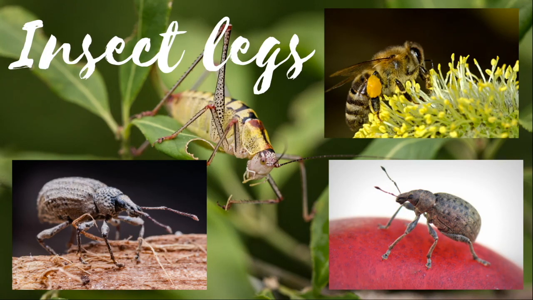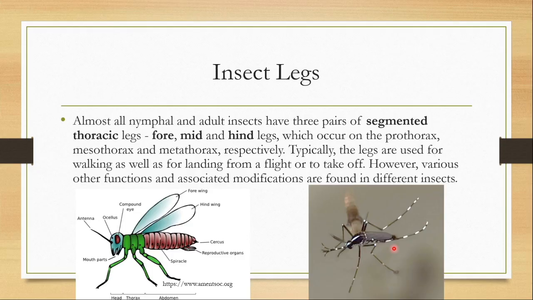In this video, I am going to talk about structure, modifications and functions of insect legs. Almost all nymphal and adult insects have three pairs of legs. These legs are thoracic, that is, they originate from the thorax, and they're segmented, which means they're made of multiple segments. Insect's thorax is made of three segments, the prothorax, mesothorax and metathorax. And from each of these segments, one pair of legs come out.